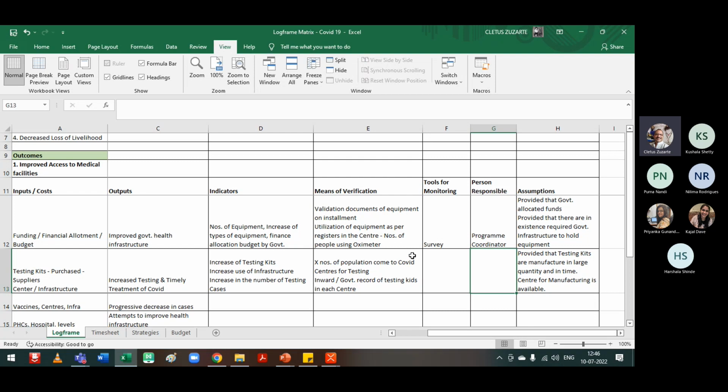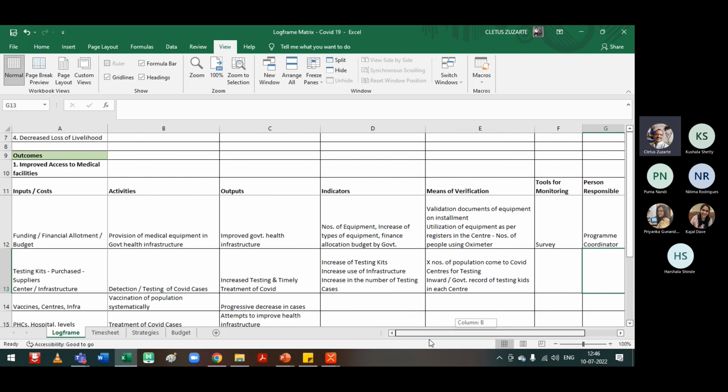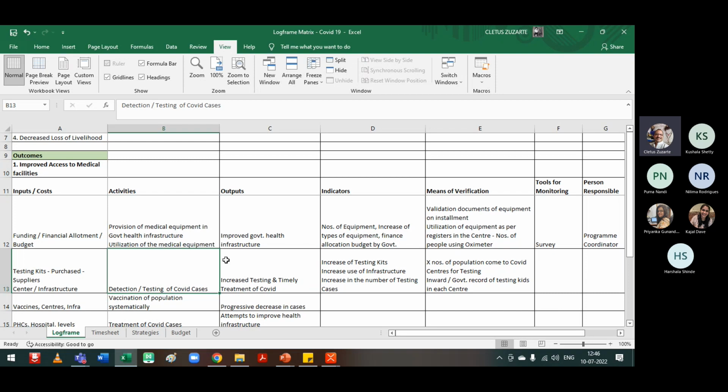Now suppose you're looking at certain outputs like improved government infrastructure and the provision of medical equipment. Now you notice provision of medical equipment, and one more activity that can be done so that it becomes very logically clear would be the utilization of the medical equipment. Okay, so then it will become clear that when you're looking at utilization, the activity is the medical equipment.